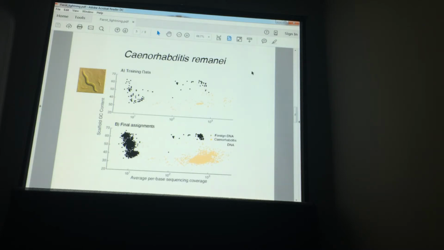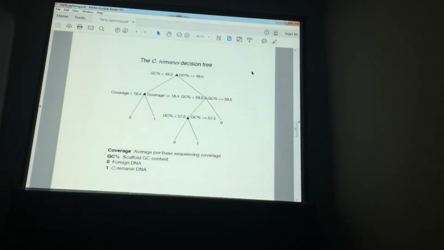When we ran the decision tree, you can see that the final assignments were able to pretty robustly separate out the foreign DNA from the target DNA based on two variables. The first is the scaffold GC content, how much GC versus AT there is in the assembled sequences, and the second is the per base sequencing coverage. Different contaminants are going to be at lower coverage, and some are actually at higher. When we look at the decision tree, that's what you see. It's basically asking a series of questions, carving out a model around these two variables.